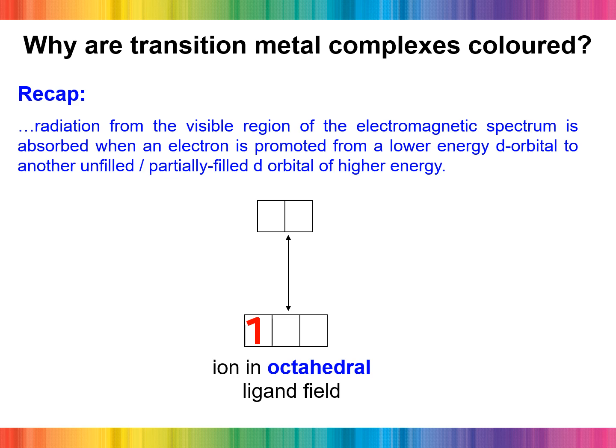Next, we will have radiation from the visible region of the electromagnetic spectrum, so shine white light. Then a particular radiation will be absorbed so as to allow the electron to be promoted from a lower energy d orbital to another unfilled or partially filled d orbital of higher energy. So this energy gap corresponds to that radiation to be absorbed, and this electron absorbs that energy and gets promoted like this. Just now green light was absorbed, and then the electron got promoted here.